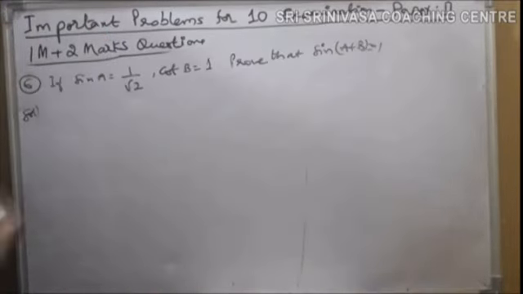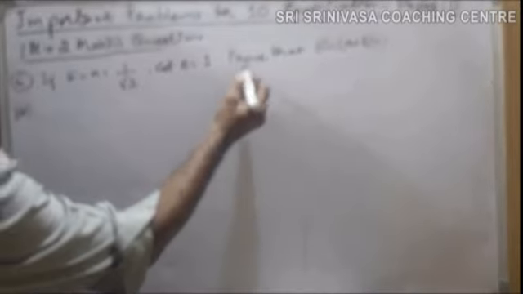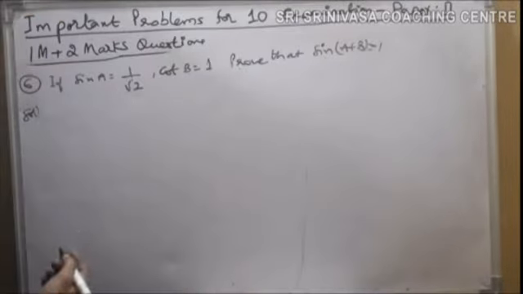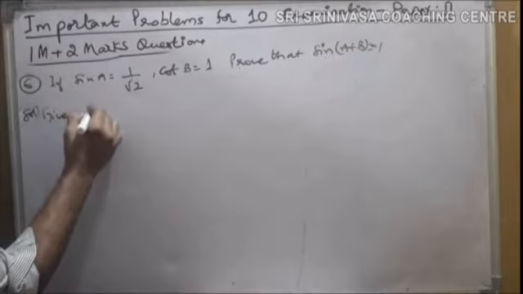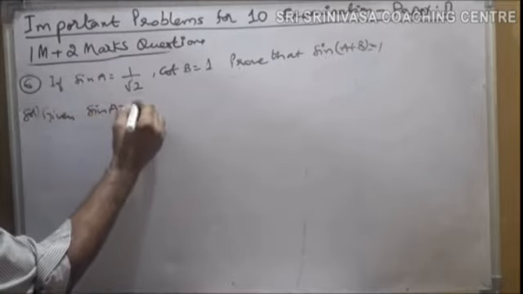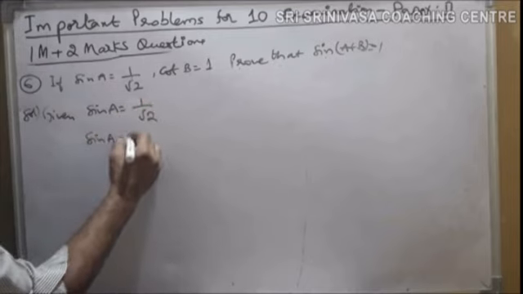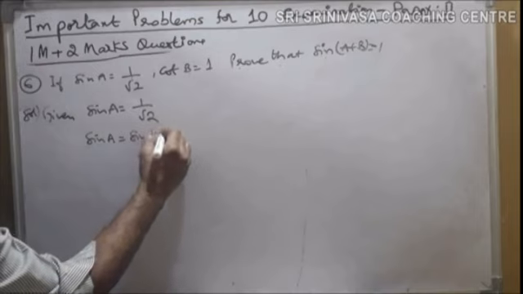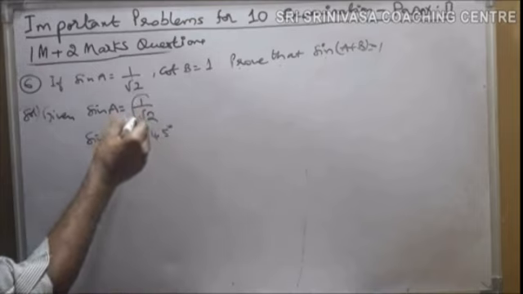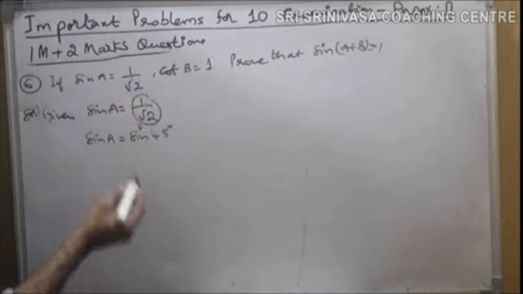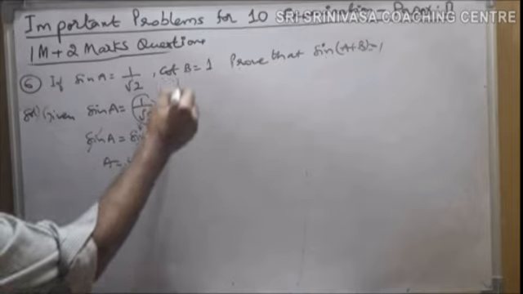In this question it is given that sin a equal to 1 by root 2, cot b equal to 1, and asking to prove that sin of (a plus b) equal to 1. So let us go for the first equation. The first equation says sin a equal to 1 by root 2. So I can write this as sin a equal to sin 45, since sin 45 equal to 1 by root 2. So I am replacing 1 by root 2 with sin 45. Sin will get cancelled. a equal to 45 degrees.